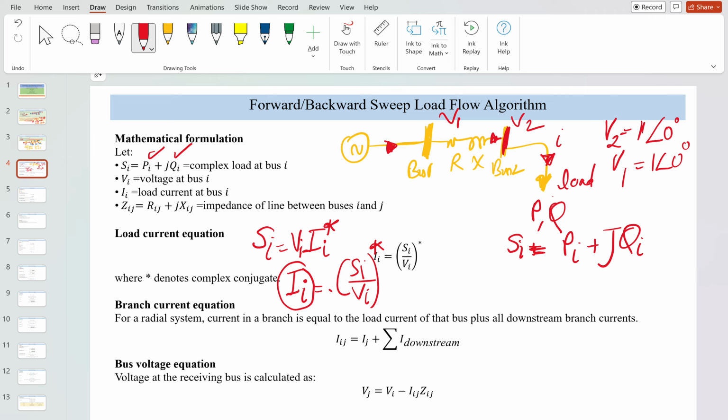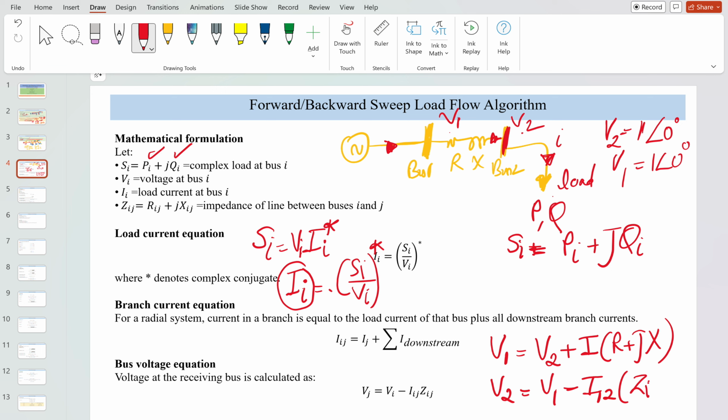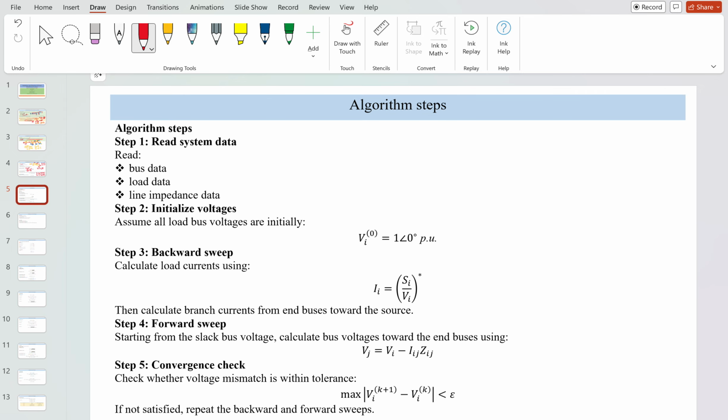And the voltage, if you want to find it, suppose this is V1 and V2 is there, so V1 will be equal to V2 plus I, which is flowing through that network, times R plus jX. So you can say that V2 is equal to V1 minus I flowing from 1 to 2, times Z12. Okay, so this is the way to find out what the voltages and currents are.